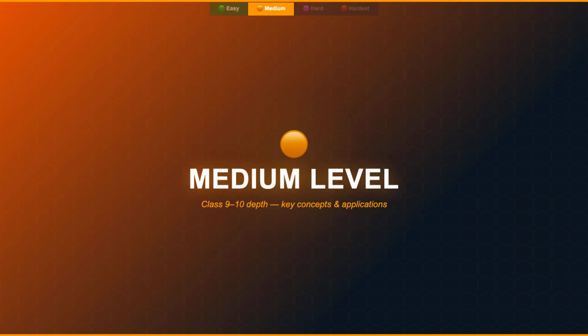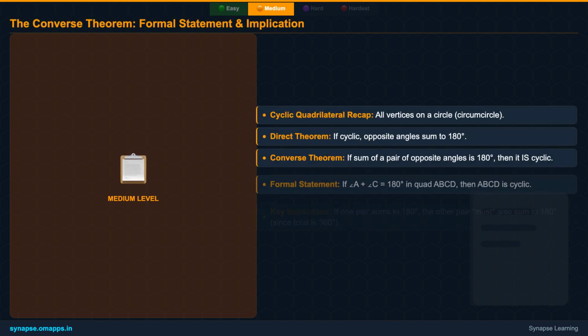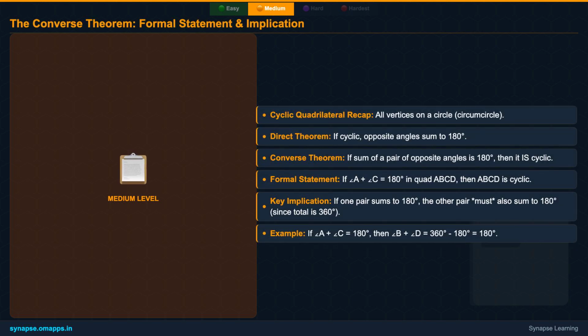Ready to dive a bit deeper? In this medium level, we'll explore the formal statement of the converse theorem and get an intuitive sense of why it works. Let's quickly revisit cyclic quadrilaterals. Remember, all their vertices lie on a circle.